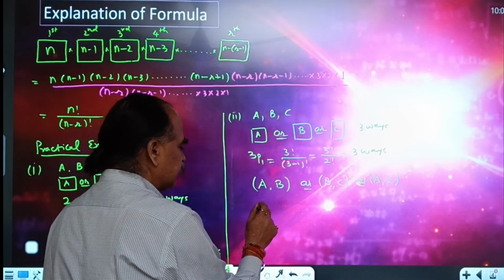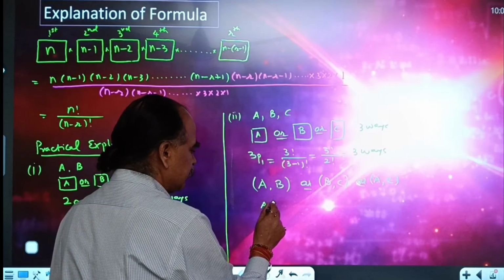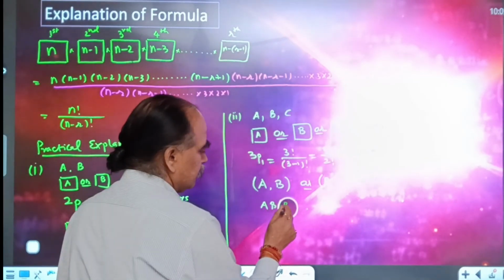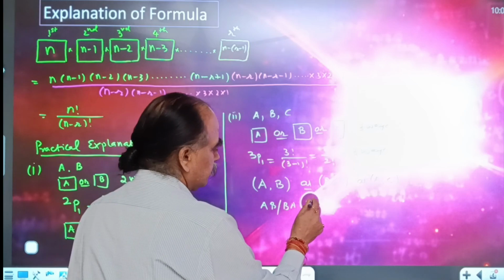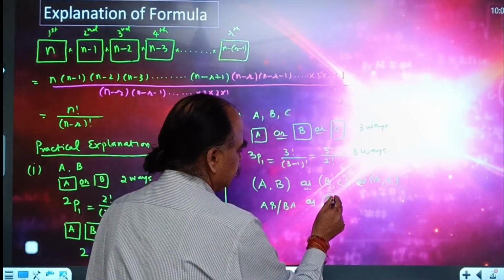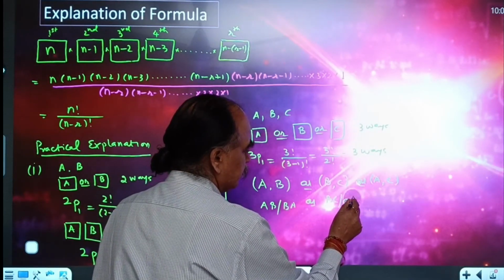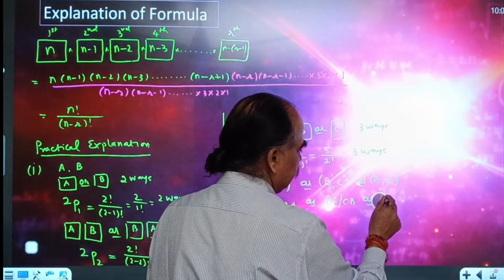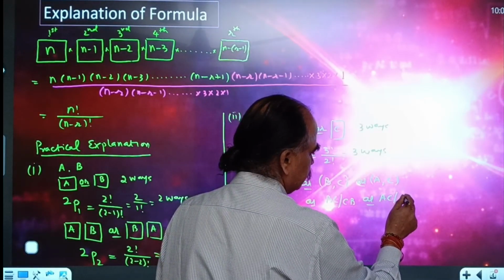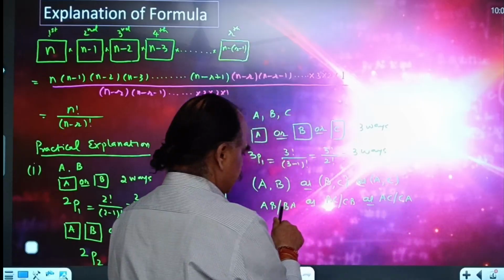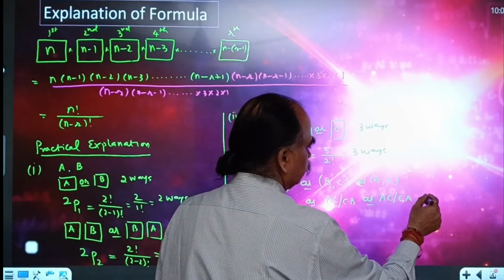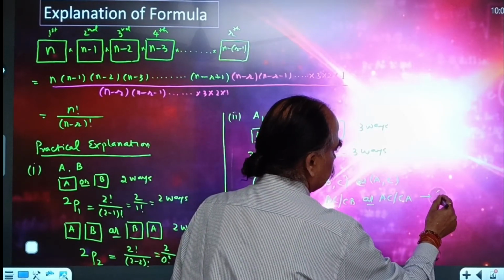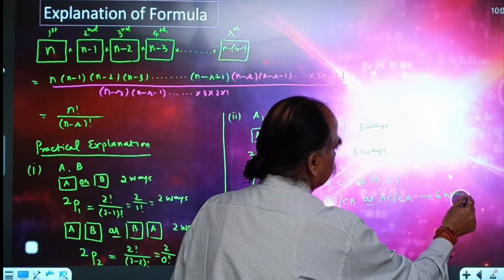AB on two chairs can be arranged as AB, BA, or BC can be arranged as BC, CB, or AC can be arranged as AC, CA. 2 plus 2 plus 2, 6 ways.